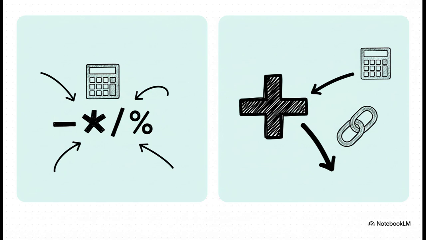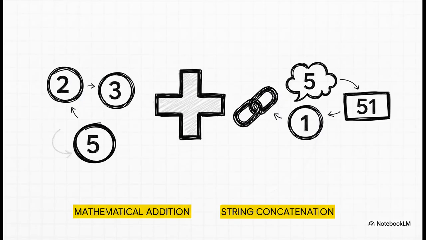Most of the math operators, minus, multiply, divide, they're all going to try to turn everything into numbers. But the plus sign is special. It prefers strings. It wants to join them together. And that is the key to our mystery. That's exactly why 5 plus 1 becomes 51. The plus sign isn't just for math, it's also for language. The second it sees that string 5, it stops thinking about addition and switches over to concatenation mode, sticking the 1 right on the end.